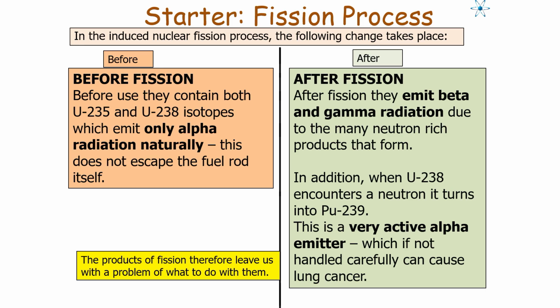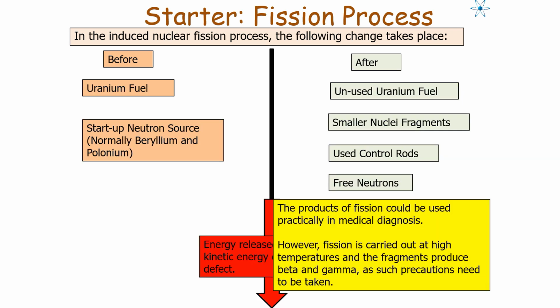So the reactants in this particular process are not going to pose a health risk to people in the surrounding environment. But after fission, the fragments of the nuclei produced in the fission process will emit beta or gamma radiation, because you tend to find that the products of nuclear fission tend to be very neutron rich in their composition, so are very radioactive. And in addition, in the fission process, you'll have times when uranium-238 encounters a neutron and turns into plutonium-239, which is actually a very active alpha emitter, which if not handled carefully can actually cause lung cancer. So the products of fission leave us a problem of what to do, not the actual reactants of the fission process. Now, the products of fission can be used practically in medical diagnosis.